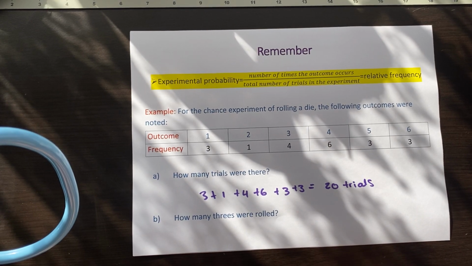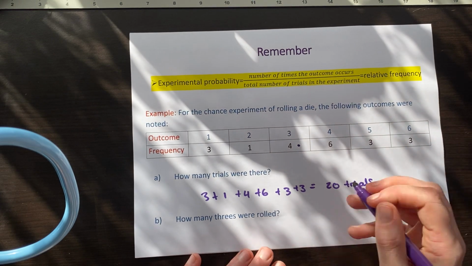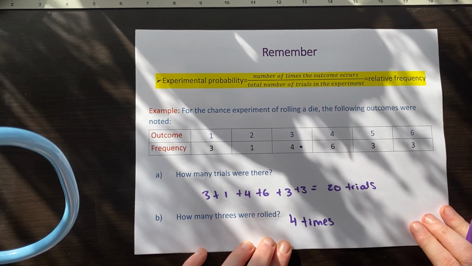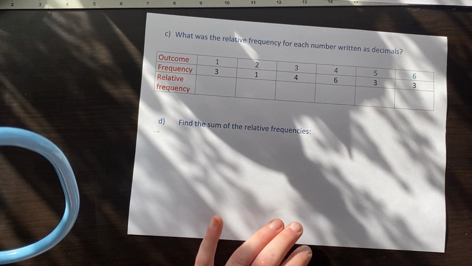So how many 3s were rolled? We simply look up here at our frequency. 3 was rolled 4 times. Okay, then we go on to our next part.